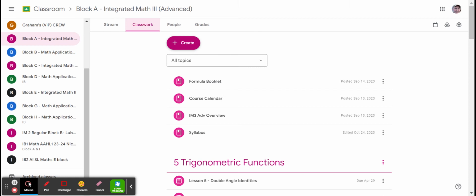All right, today we're going to look at the double angle identities. Our goal is to be able to derive and prove the double angle identities. We're also going to have a go at applying the double angle identities in some problem solving questions.